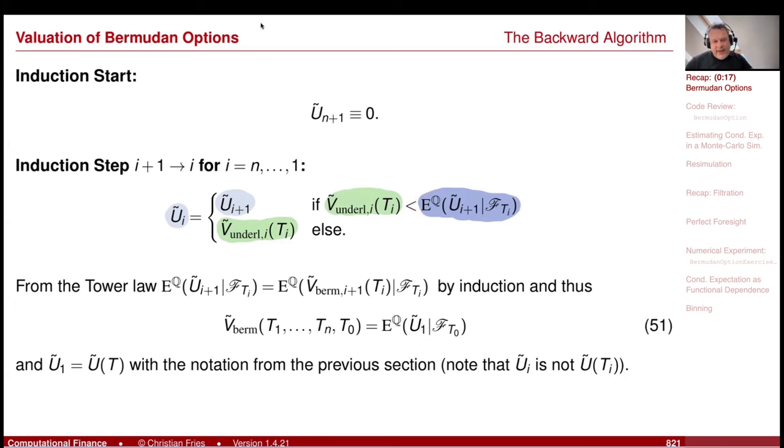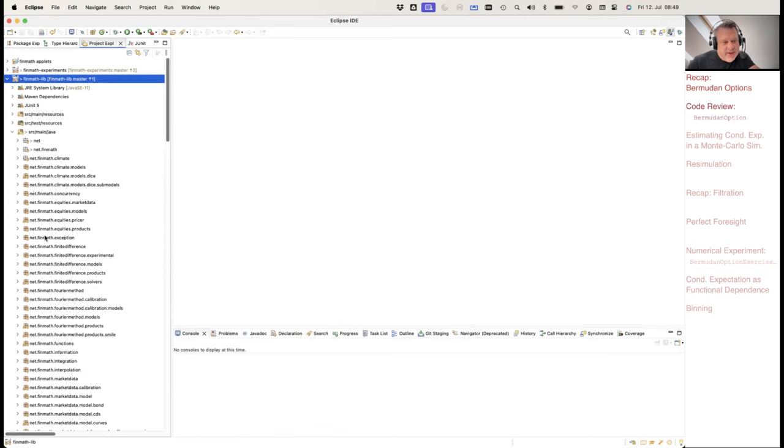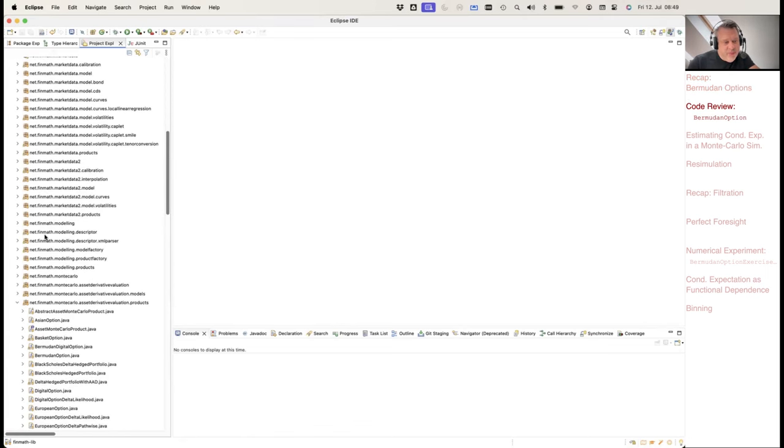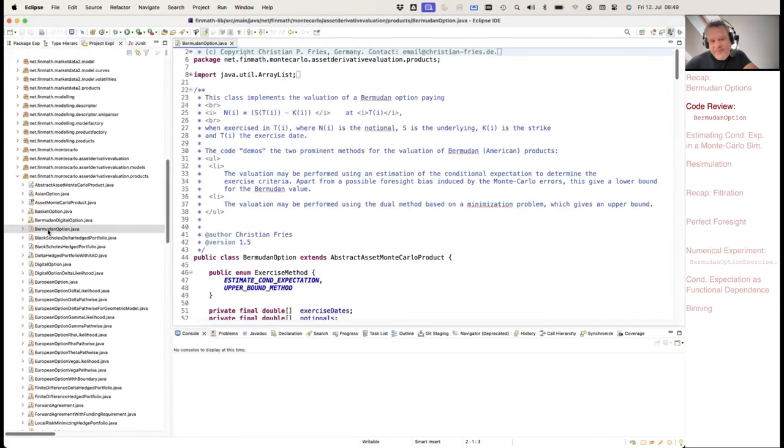If you now look at the implementation of the Bermudan option in our library, you will already discover the backward algorithm, and you can consider the conditional expectation as a black box. Maybe very quickly, let's have a look into this implementation. So here in the product section, where also our Asian option is, there's a Bermudan option.